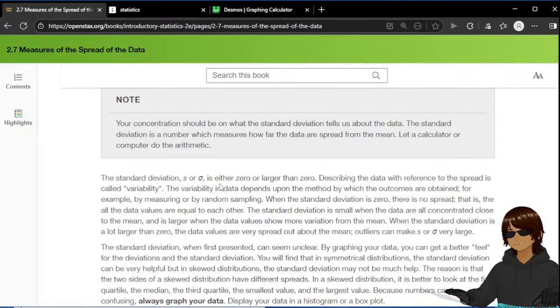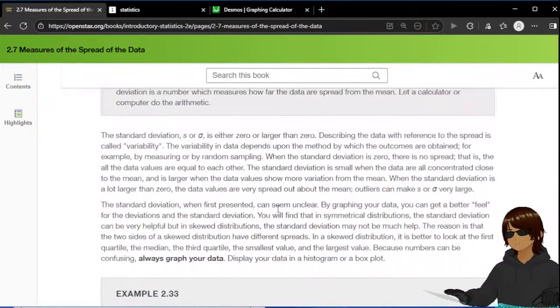Standard deviation S or sigma is either 0 or larger than 0. Describing the data with reference to the spread is called variability. Variability in data depends on the method by which the outcomes are obtained, for example, by measuring or by random sampling. When the standard deviation is 0, there is no spread.